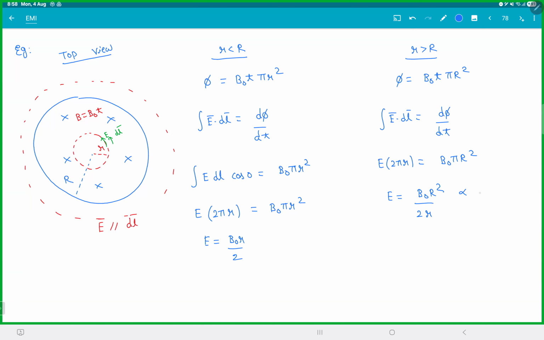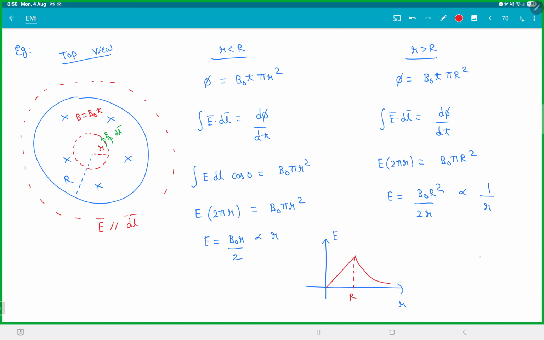You can clearly see this is proportional to 1 by r and the inside one is proportional to r. Again, remember, this is only for B naught t. If you give a different function, it will be something else. So if you try to plot the graph of E versus r, it's a linear function, it increases, then it decreases.